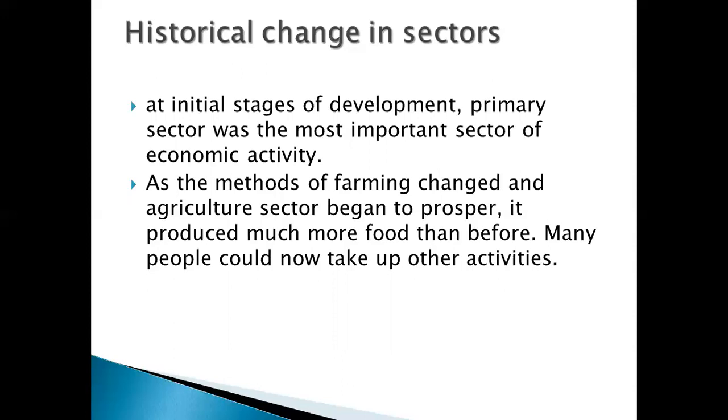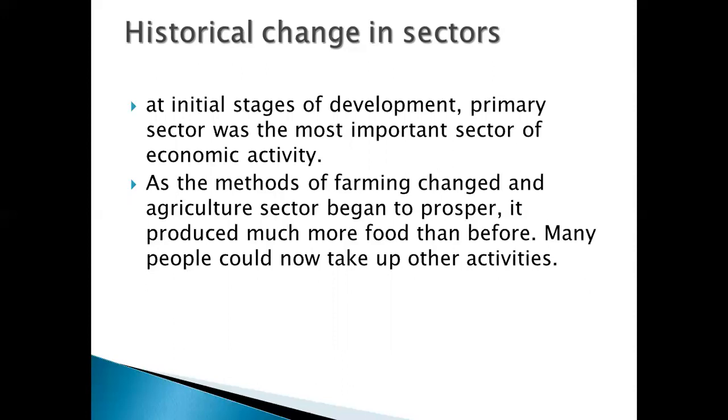Some were doing agriculture, others were doing forestry, many of them were doing mining activities. So these are the activities that they were engaged in. But as the method of farming changed, the agricultural sector began to prosper. Now they have more products, more agricultural products.